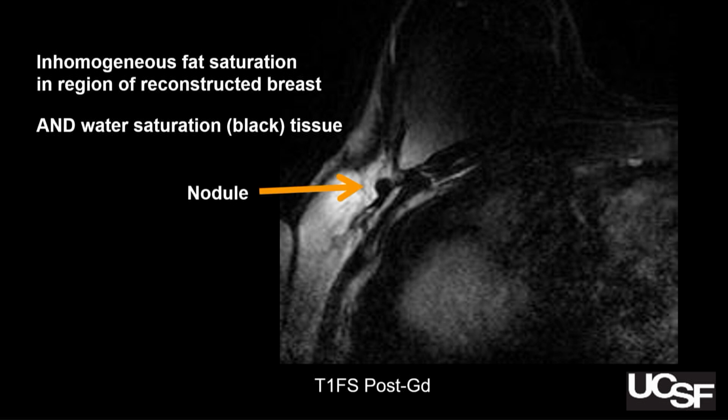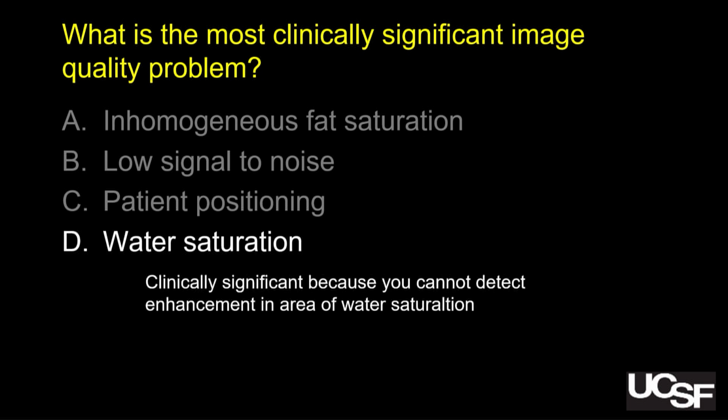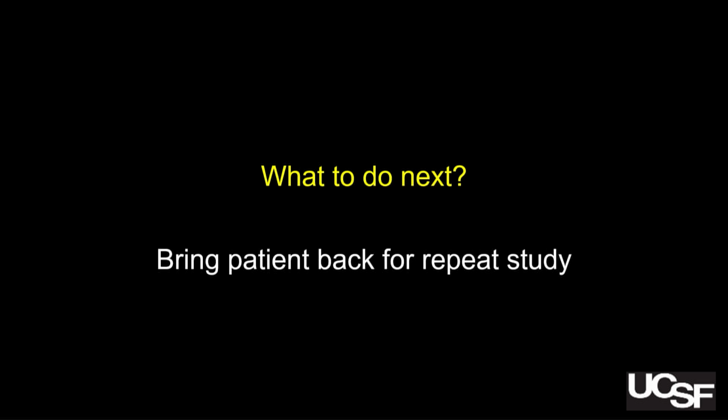So that nodule is a problem. It's not a clip artifact, okay? The susceptibility from a clip artifact is perfectly round. It's a radius around a circle. So this is not perfectly round. Water saturation is an issue if you care about enhancement, okay? So we had to bring the patient back for a repeat study because that was not clip artifact.